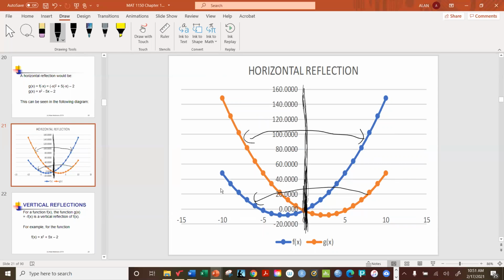Except for the colors, what's going on on the right-hand side is a match for what's going on on the left-hand side. So ignore the colors and you can see the right-hand side and the left-hand side are identical to each other, assuming this is our mirror. Okay, that's what we mean by horizontal reflection.